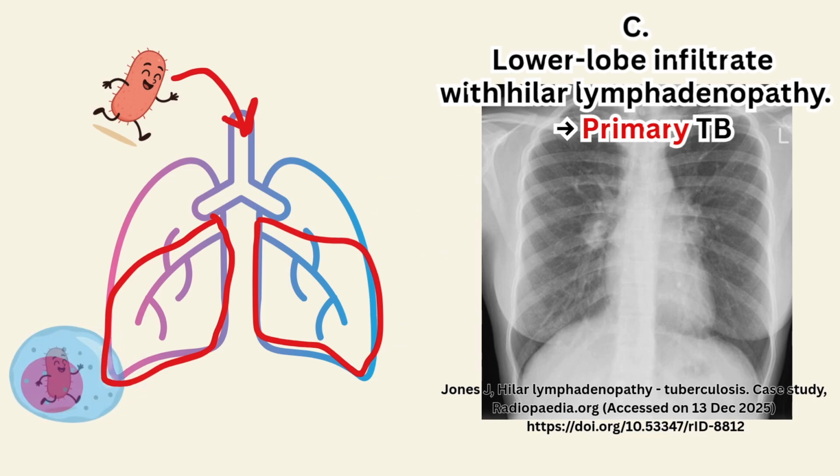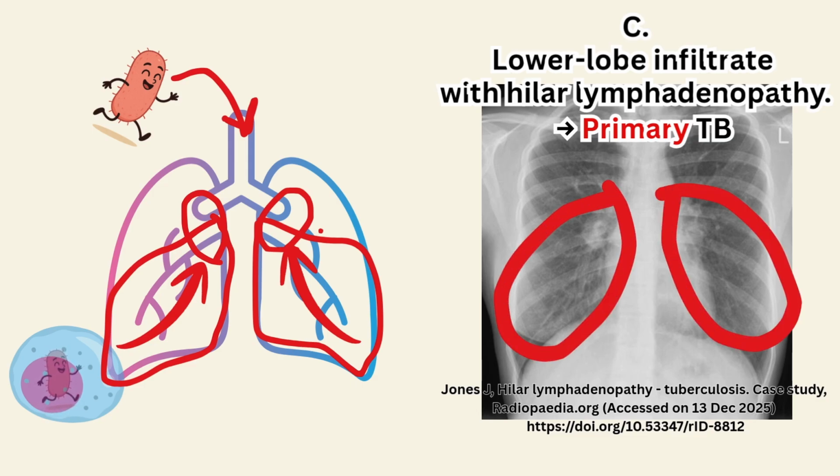Macrophages swallow the bacteria, but can't kill them completely. Instead, they carry TB straight to the hilar lymph nodes. That's why primary TB shows a small lesion in the mid, lower lung plus hilar lymphadenopathy.